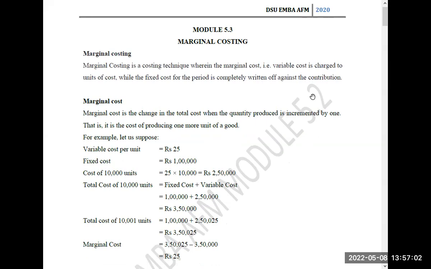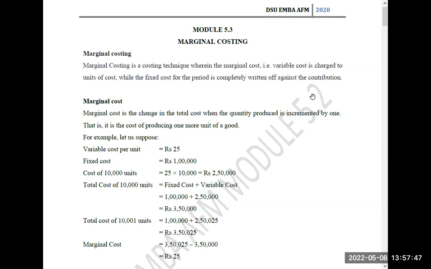Before we start, I will ask a question. Does anybody have a guess about the meaning of marginal? Forget about accounting. What do you mean by marginal? Profit, sir. Margin can be called profit. Are marginal and margin one and the same?